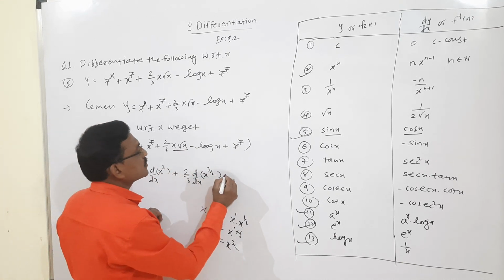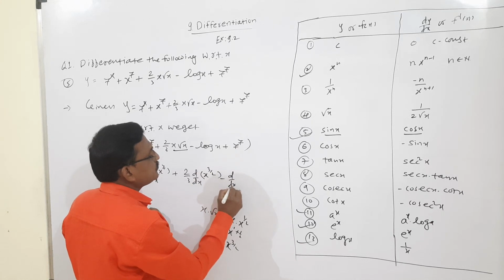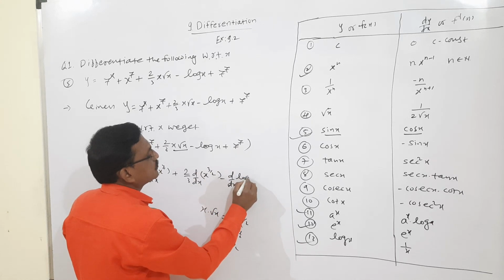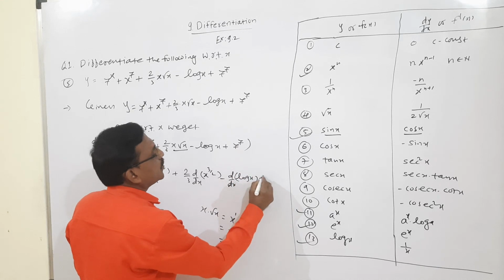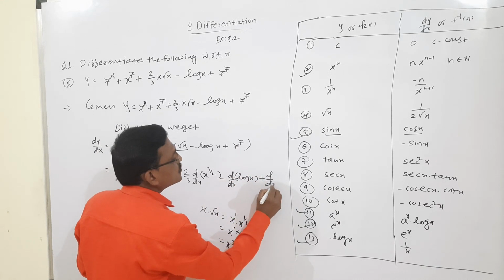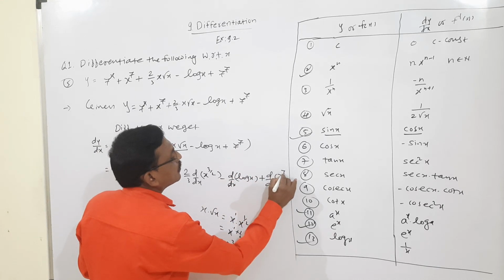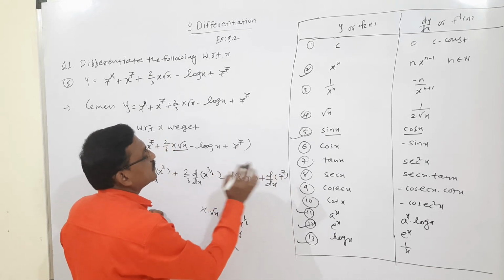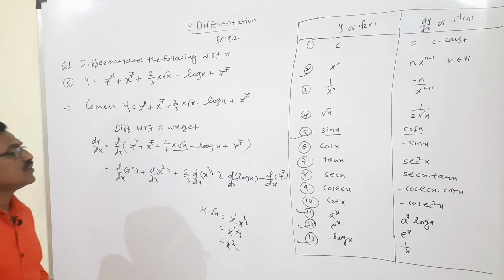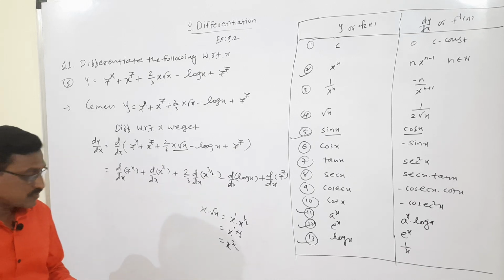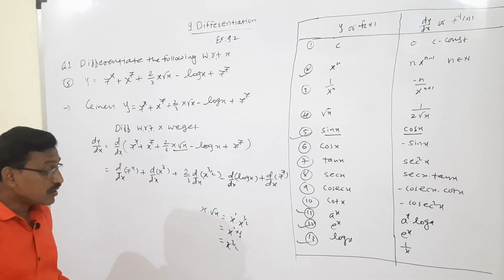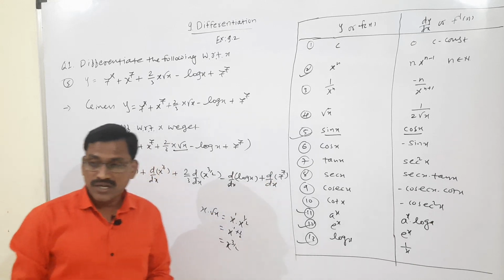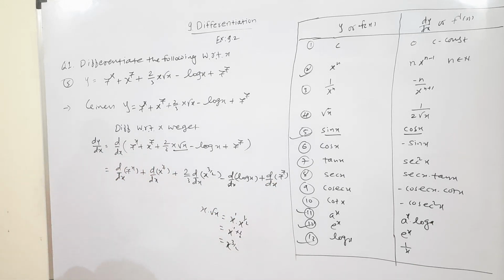Now minus the derivative of log x, and the derivative of the constant function 7 raised to 7. The variable x is absent here. 7 raised to 7 is a constant function, and the derivative of a constant function is 0.